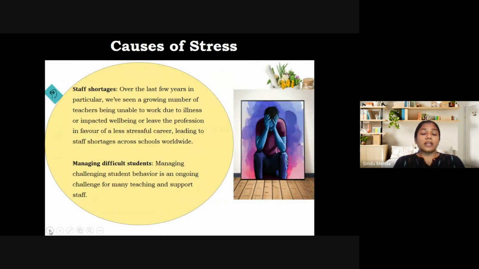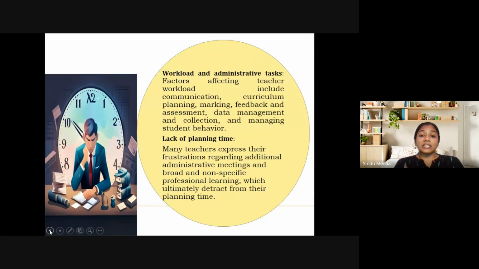So in this particular aspect, what are the general factors that cause the symptoms and signs of stress?